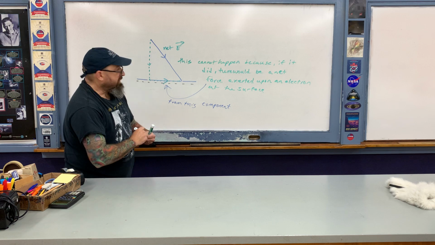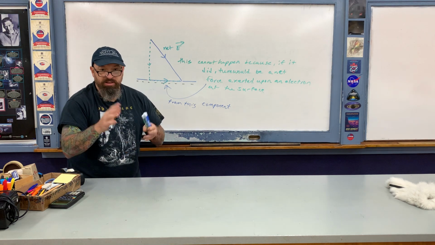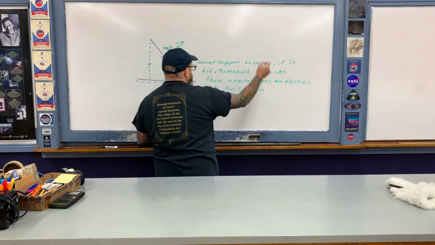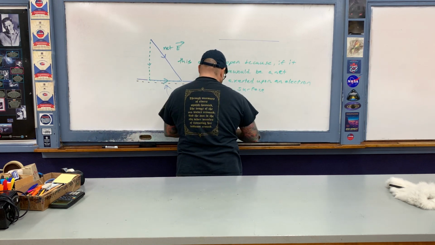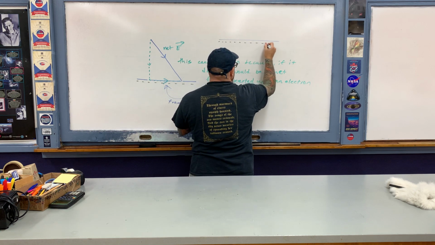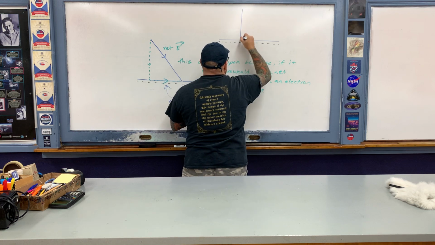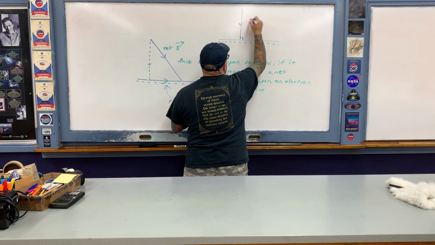So for that reason, this cannot happen. Once again, the net electric field must be perpendicular to the surface. Instead, in other words, it looks like this. So right here is the surface again, like so. Here in black are individual electrons, like so. And then right here is the net electric field line, perpendicular to the surface.